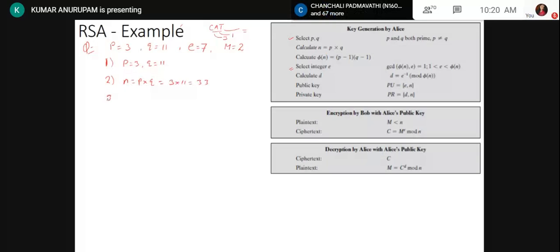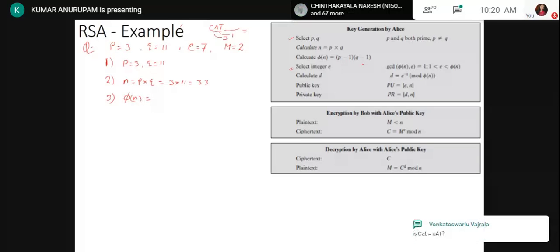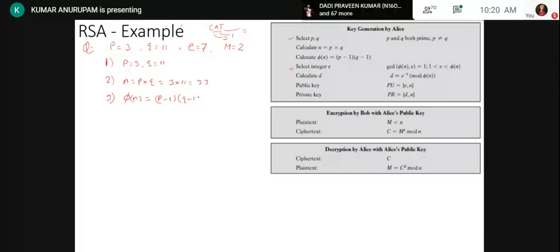After n, what we need to calculate is the value of phi of n. Phi of n says that we need to multiply p minus 1 and q minus 1. So the p value is 2, and the q value is 10, which gives 20. So this is our phi of n.